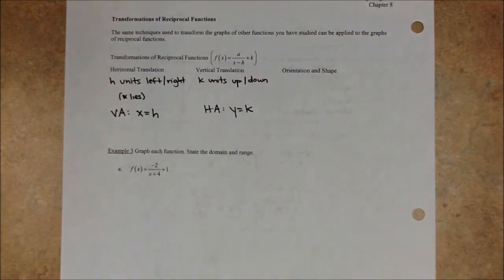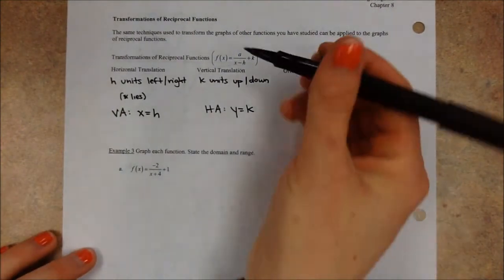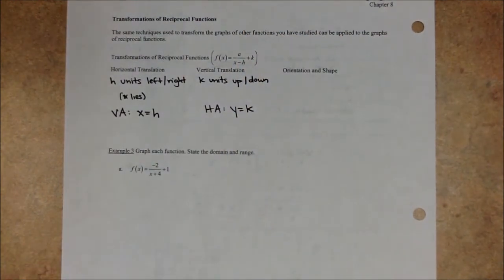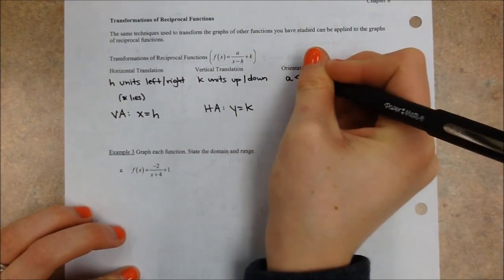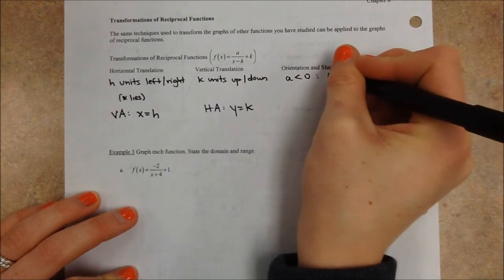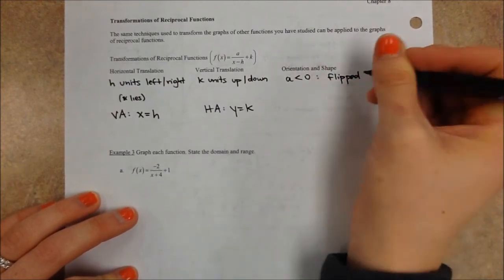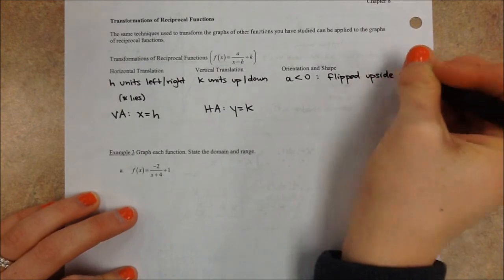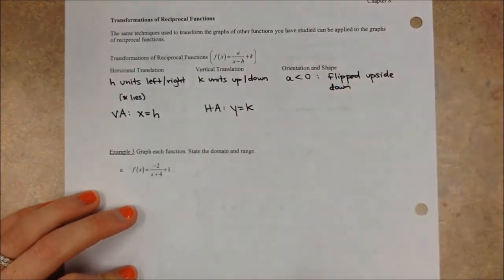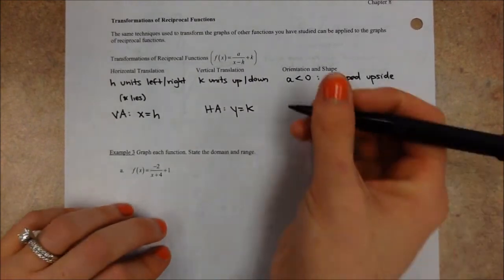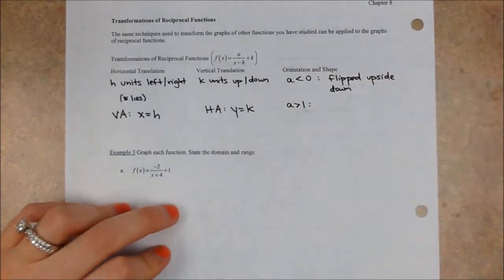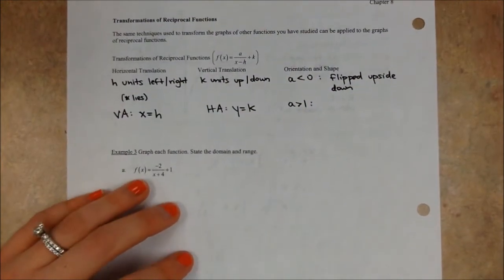Then the last thing is the orientation and shape. One thing that we really haven't talked about yet is this value right here. It has to do with a. If there's not just a 1 up there, then it's going to change the shape of your graph a little bit. Like always, it's either a stretch or a compression, or it could be flipped. If a is less than 0, that means your graph gets flipped upside down. We've seen these exact same transformations over and over again. You just get to see how they affect different shapes. And then, of course, if a is bigger than 1, that is a vertical stretch, just like always.